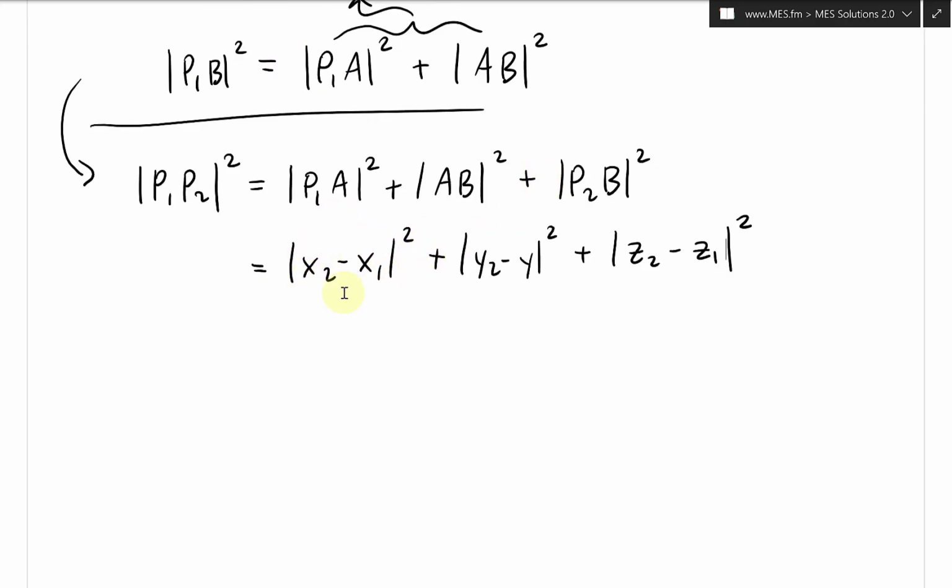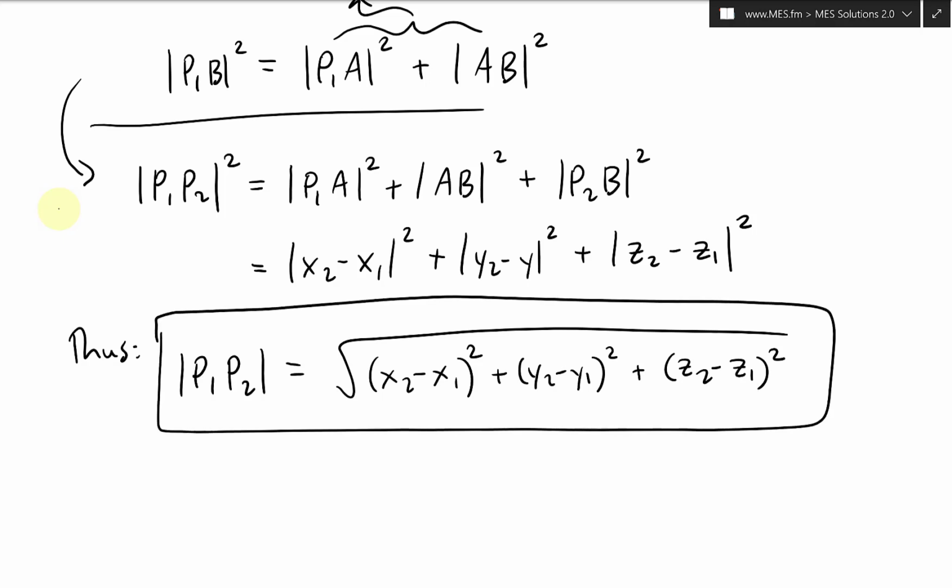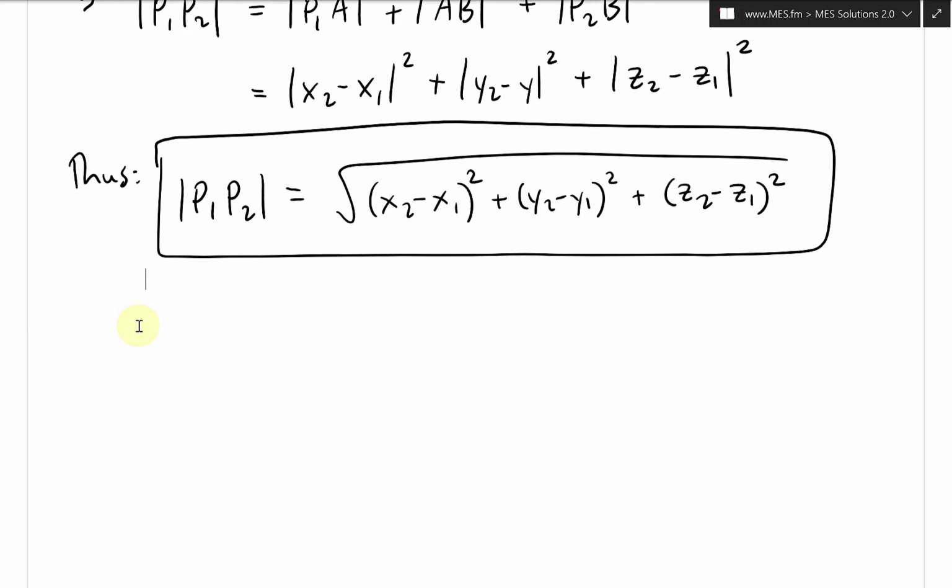And since we're squaring, it's going to be positive, so we could put this all together. So thus, let's also square root it just to get it all out of the way, and look at only the positive square root. The distance |P1P2| is equal to the square root of (x2 minus x1) squared plus (y2 minus y1) squared plus (z2 minus z1) squared. And we could just box this out like that. So there is our distance formula in 3D.